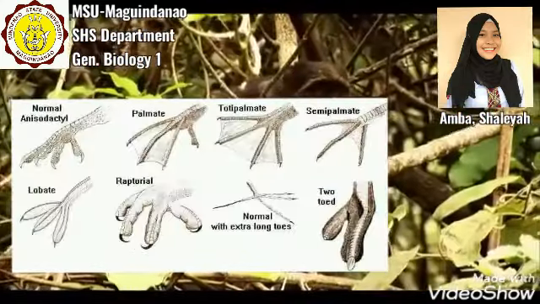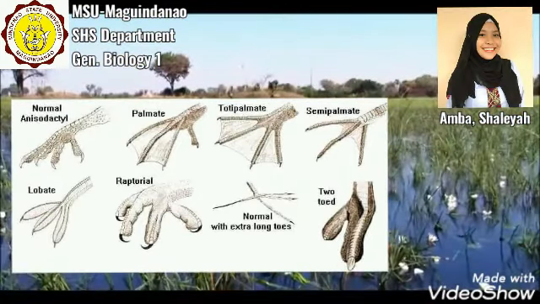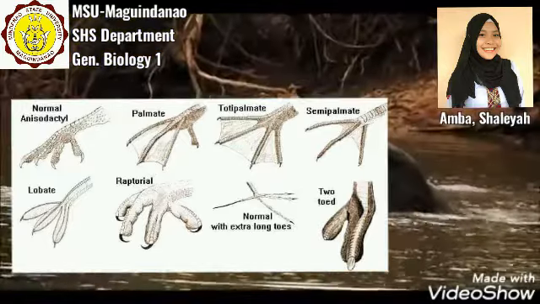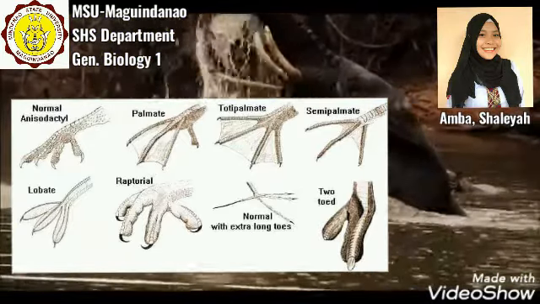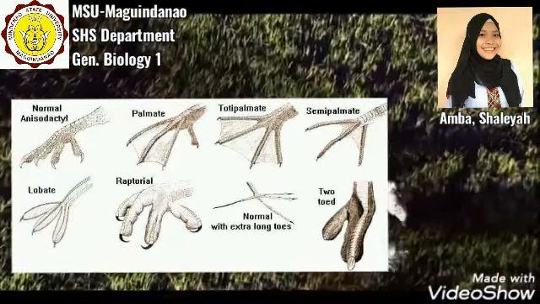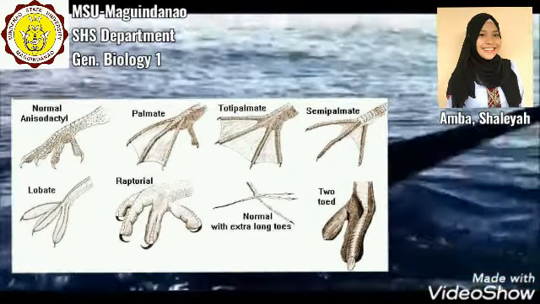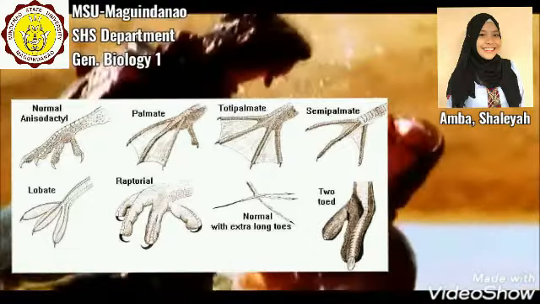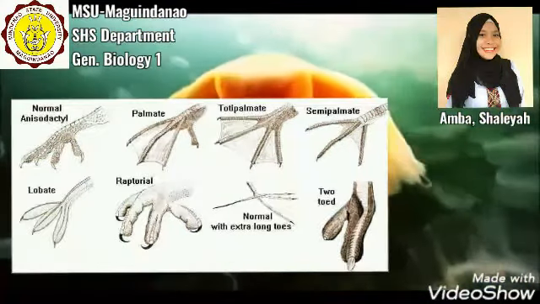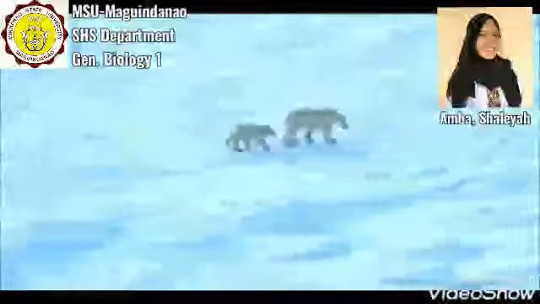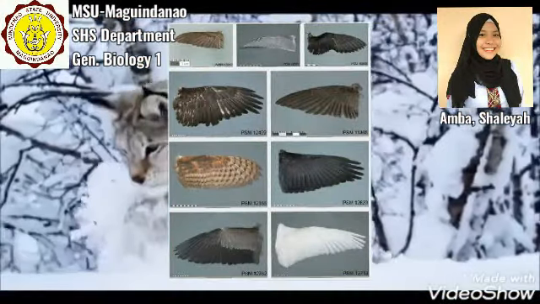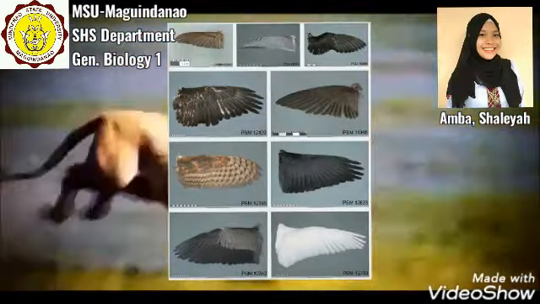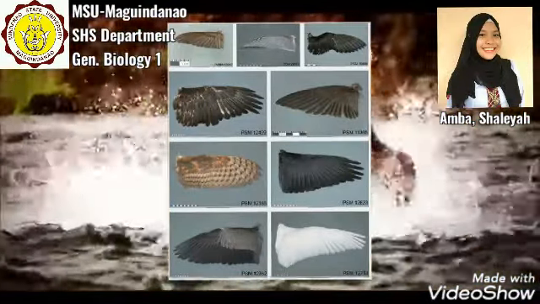Next are the different types of feet. We have the normal anisodactyl, the palmate, the totipalmate, the palmate, semi-palmate, the lobate, the raptorial, normal with extra long legs, and the two-toed. Here are some examples of wings, different types of wings of a bird.